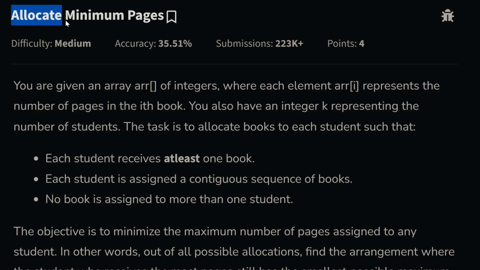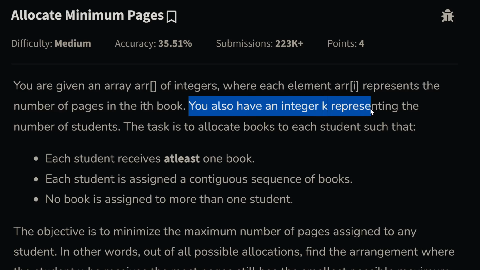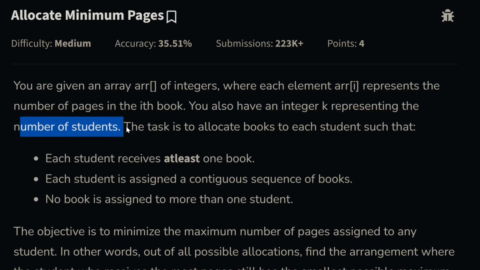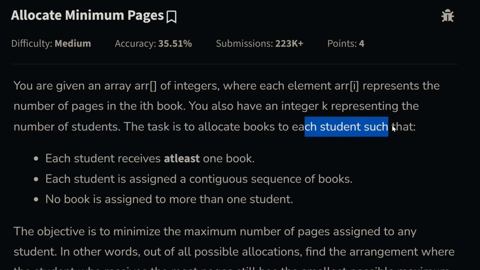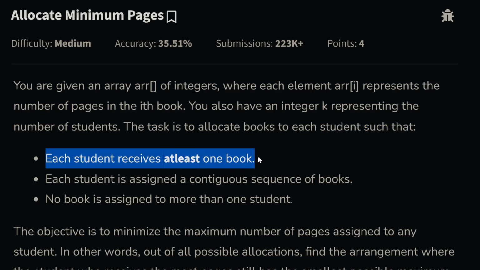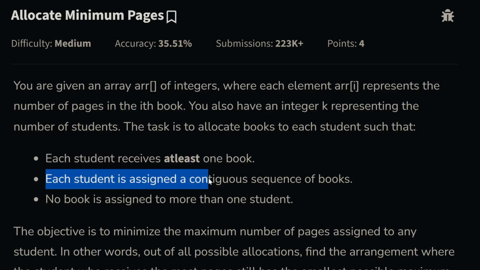Here we go. We have a question, allocate minimum pages. So you are given an array of integers where each element represents the number of pages in the ith book. You also have an integer k representing the number of students. Our task is to allocate books to each student such that each student receives at least one book. Each student is assigned a contiguous sequence of books.